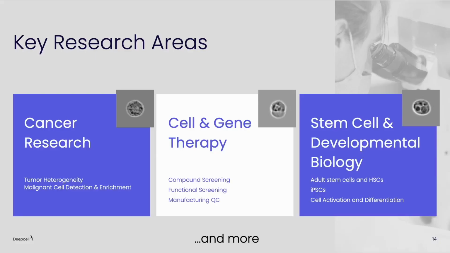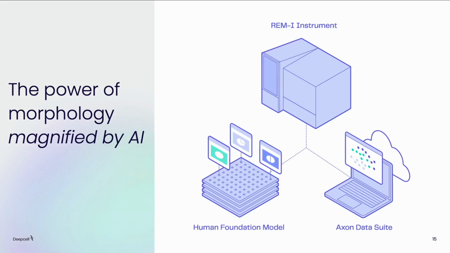As you can imagine, this powerful morpholomic analysis has implications for several applications across research areas. We've worked on projects in cancer research to look at tumor heterogeneity and malignant cell enrichment, in cell and gene therapy for compound and functional screening, as well as QCing cell culture, and in stem cell and developmental biology to look at iPSCs, as well as cell activation and differentiation.